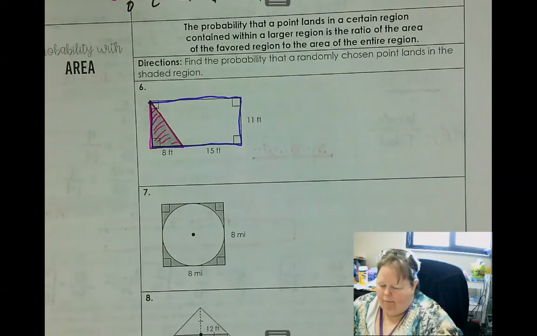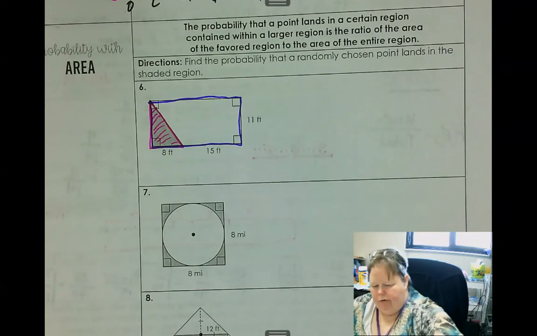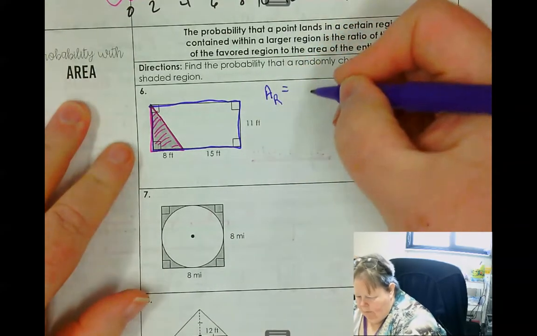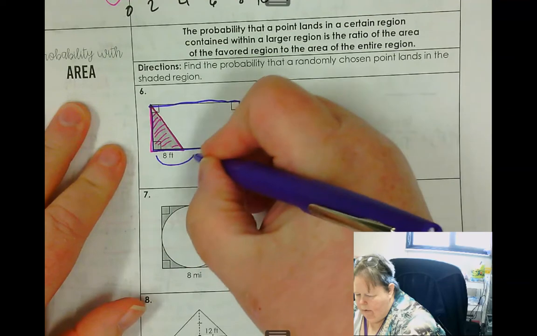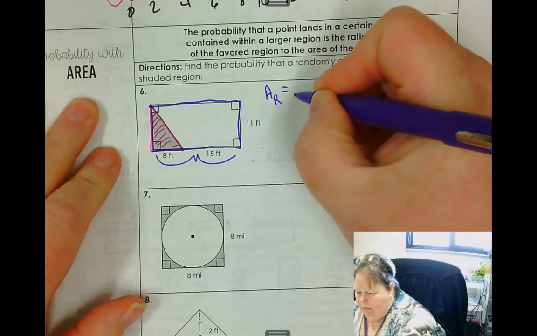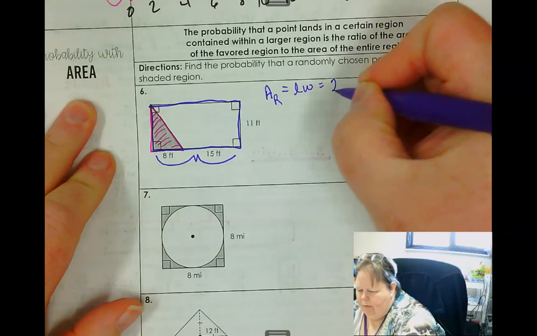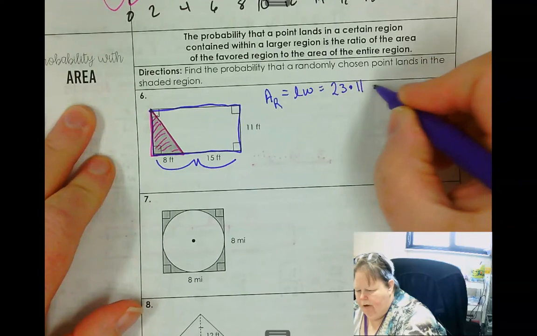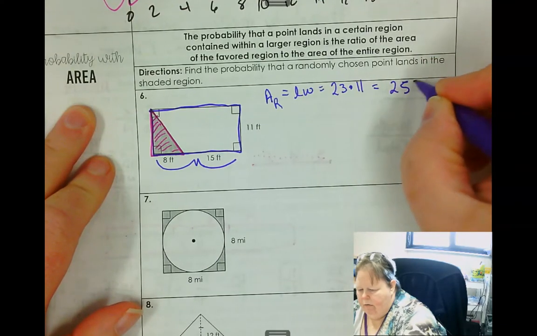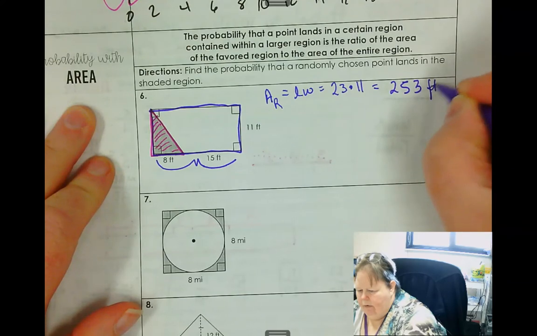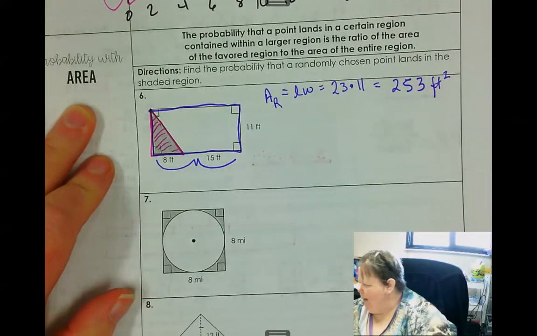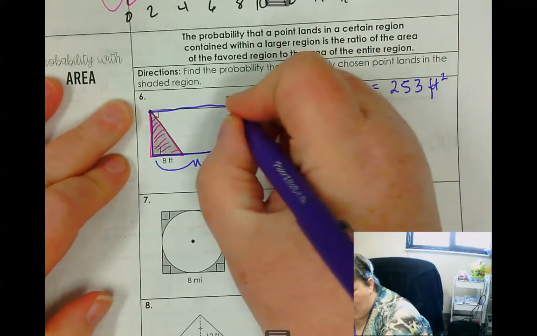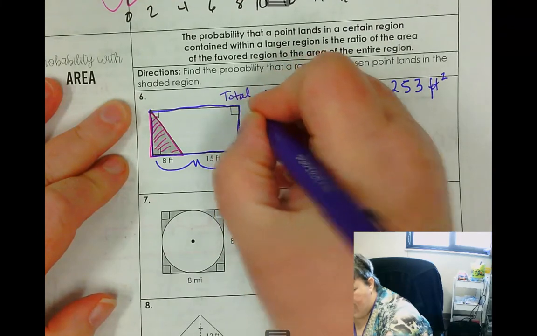Okay, so I'm going to find the area of the rectangle first. The area of the rectangle equals length times width, which equals 23 times 11, which equals 253 feet squared. Right? That would be my total.